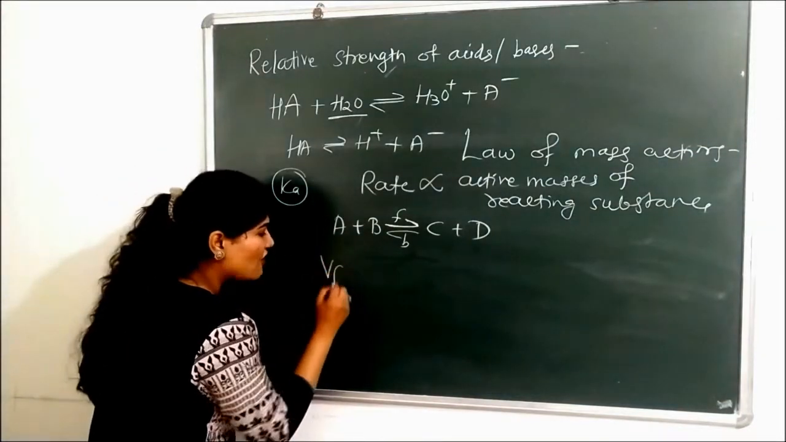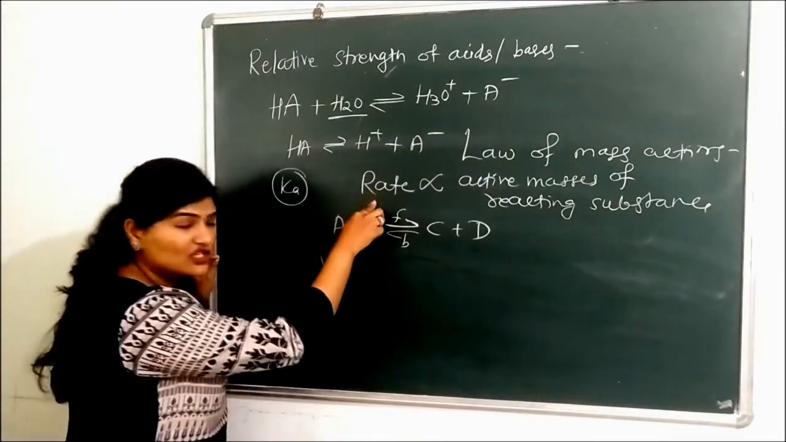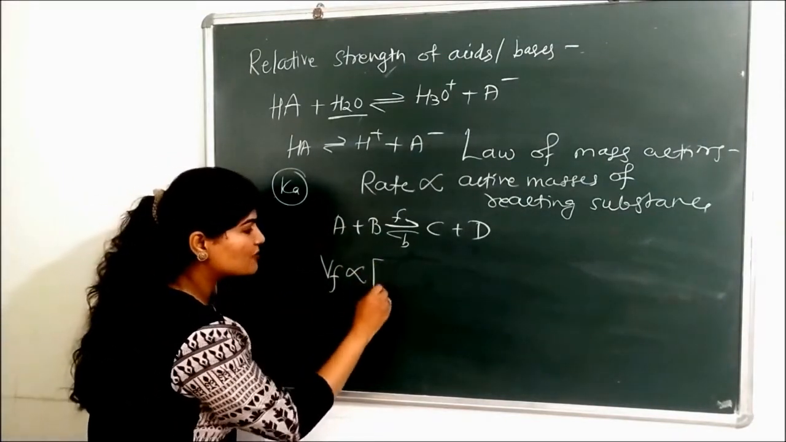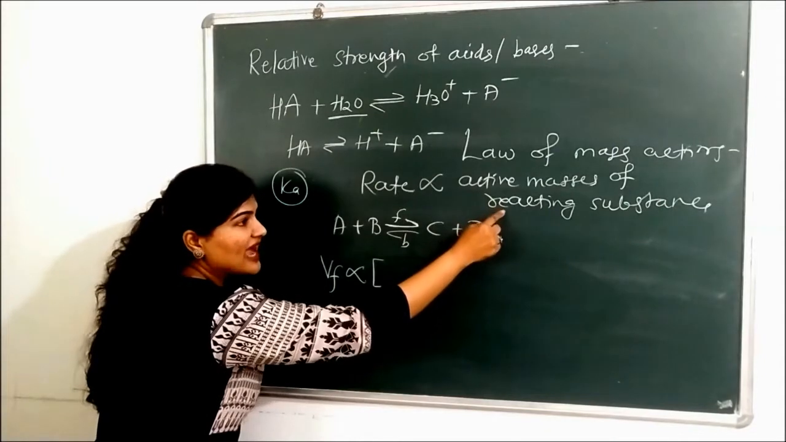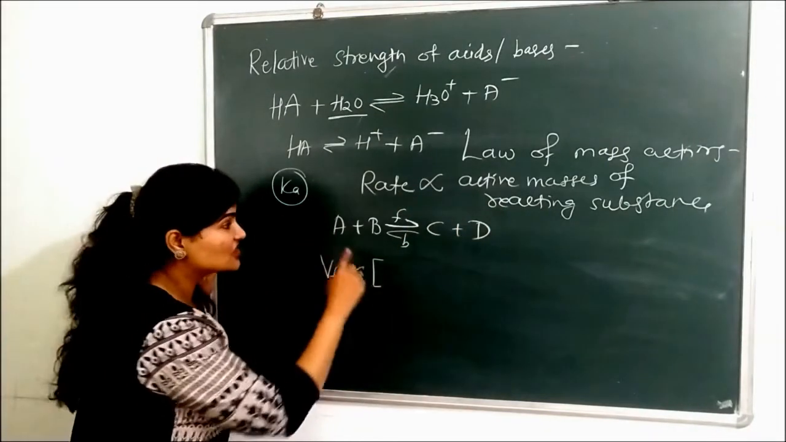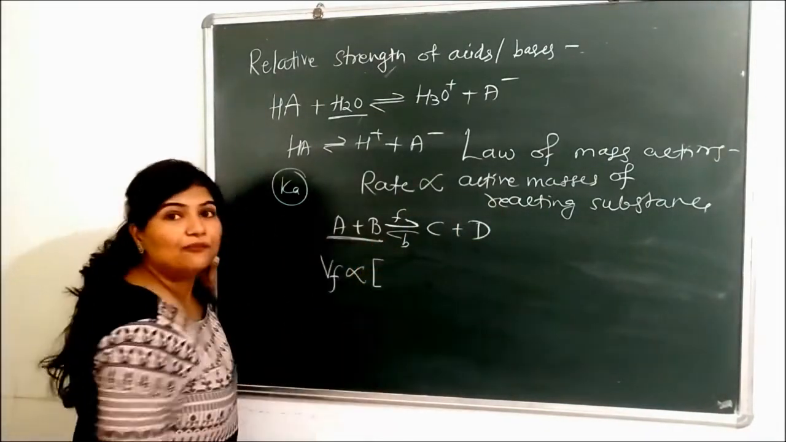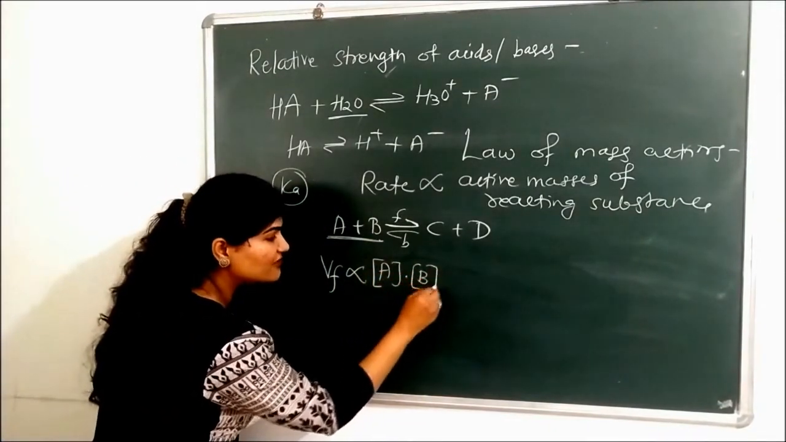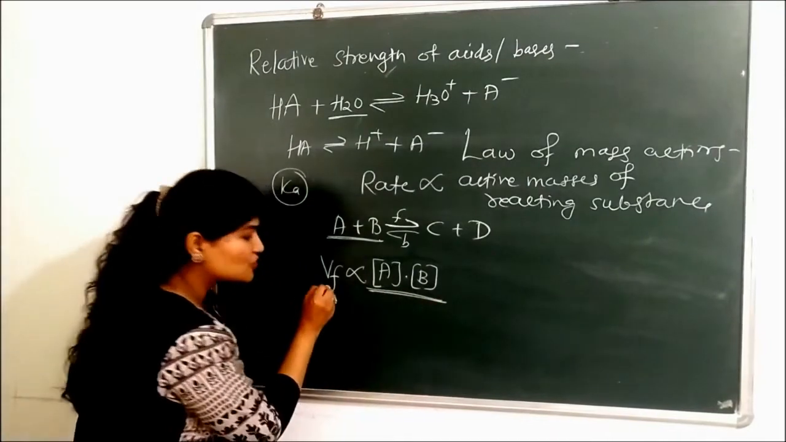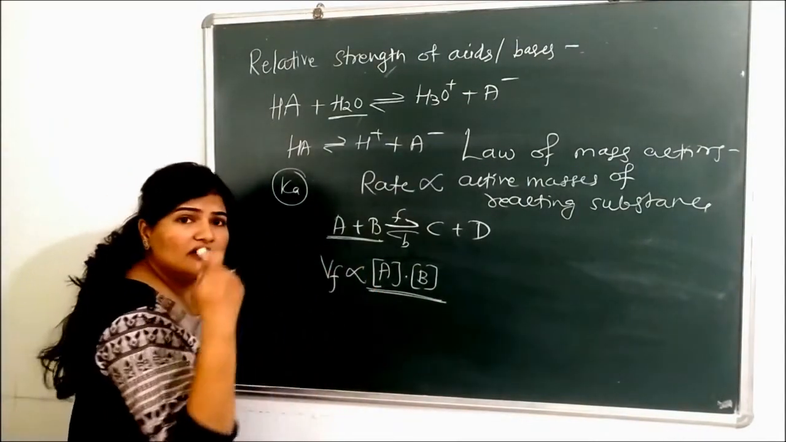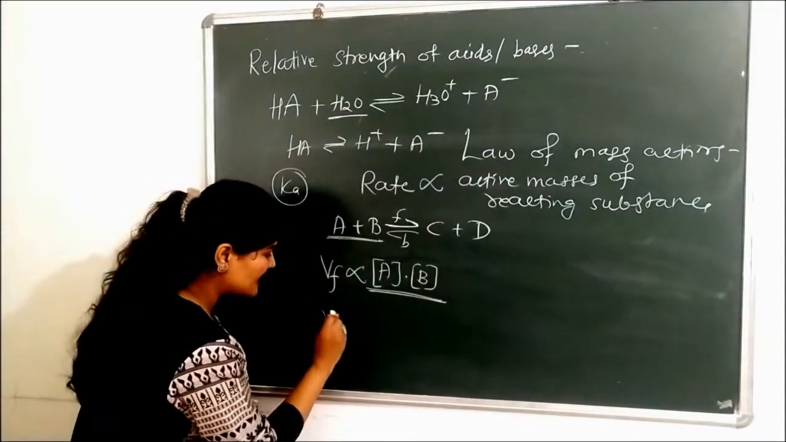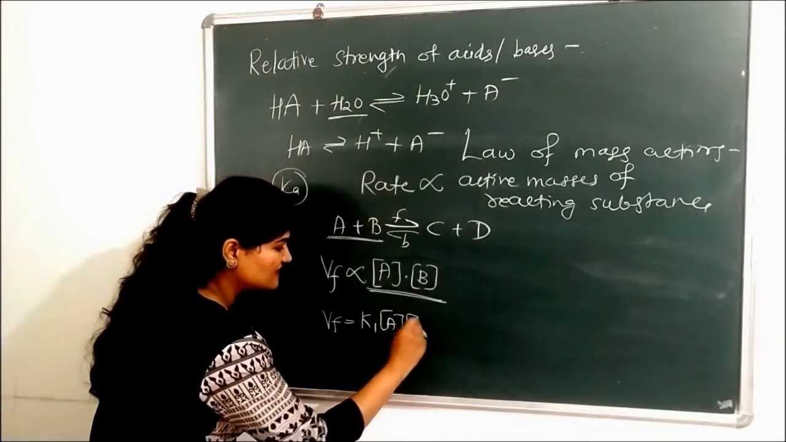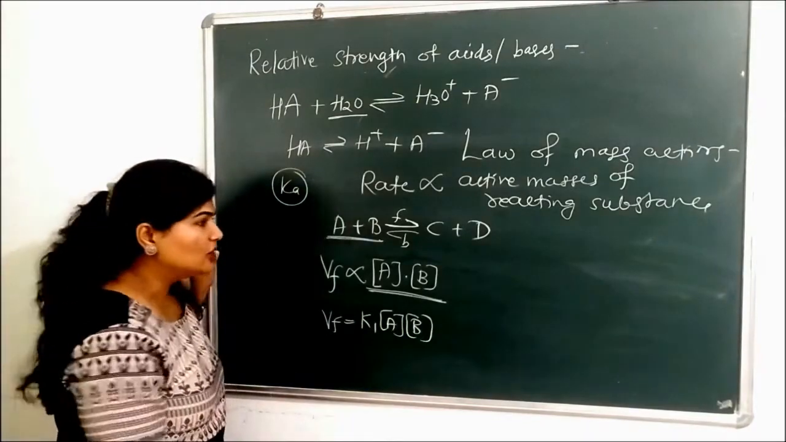The velocity of forward reaction, the rate of reaction, will be directly proportional to the active masses of reacting substances. For the forward reaction, who are your reactants? A and B are your reactants. So the concentration of A into the concentration of B will be directly proportional to Vf. Now I will remove the proportionality sign by putting a constant here, and my equation becomes Vf is equal to K1 into [A] into [B].